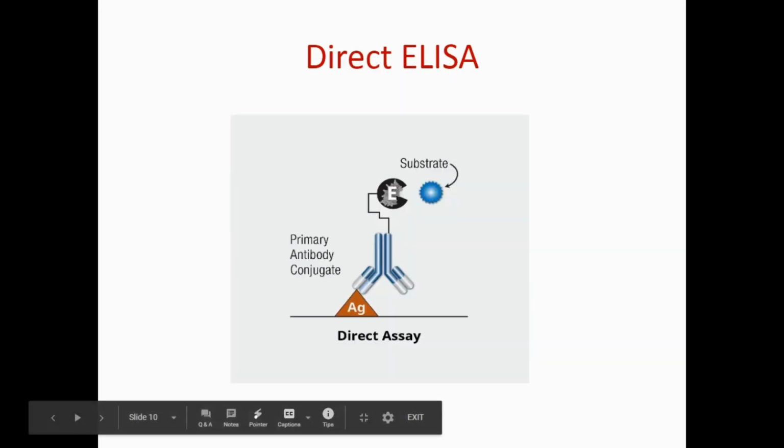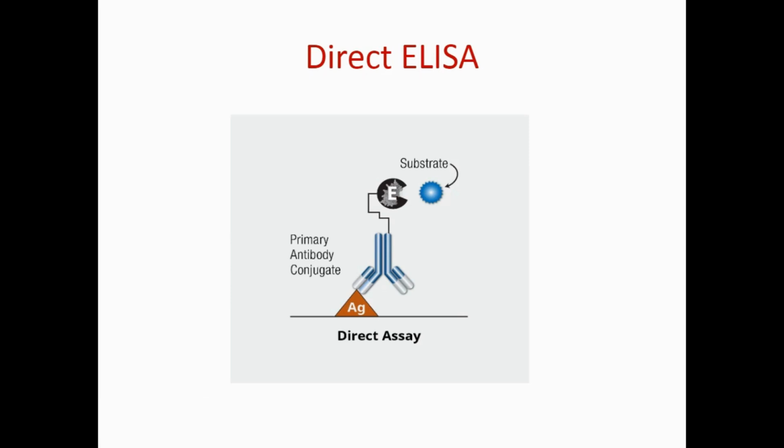So in this picture you can see here, this is the direct ELISA. This is the antigen which we took from the patient sample, or which we are detecting in a patient sample, and this is the antibody which is specific for this antigen, and this is the enzyme attached to this antibody, and on addition of substrate, these both will react and they will produce a color.